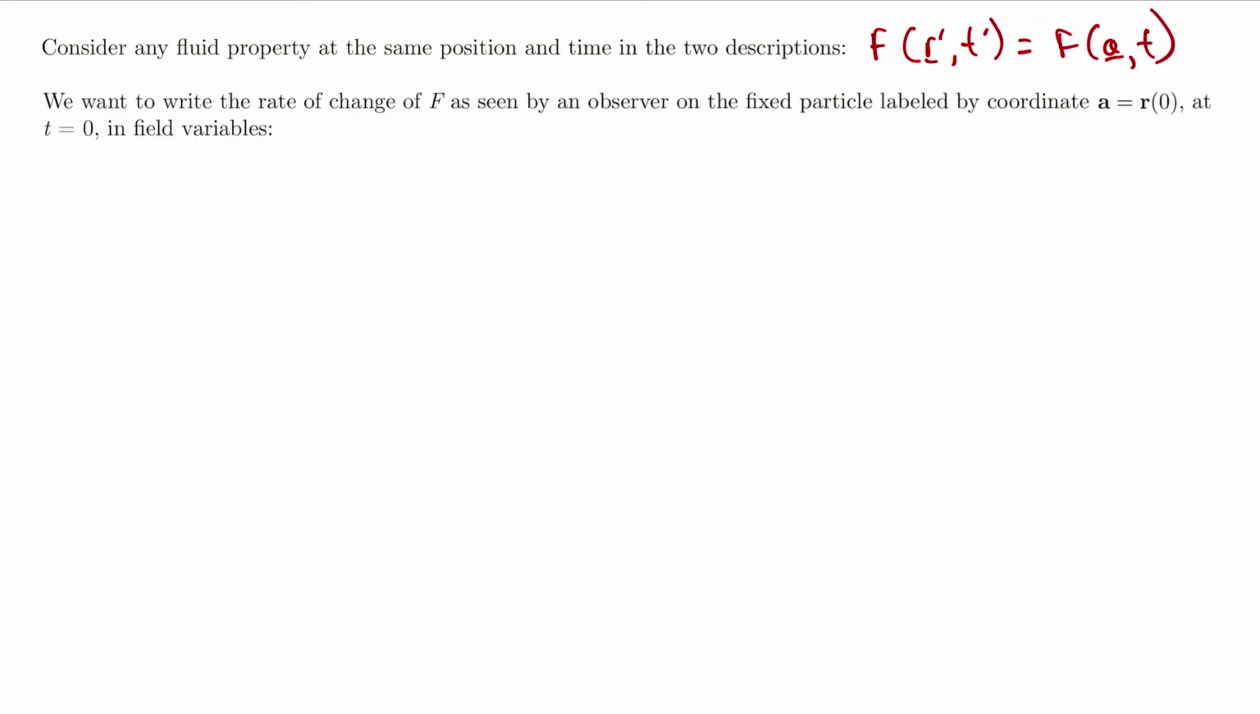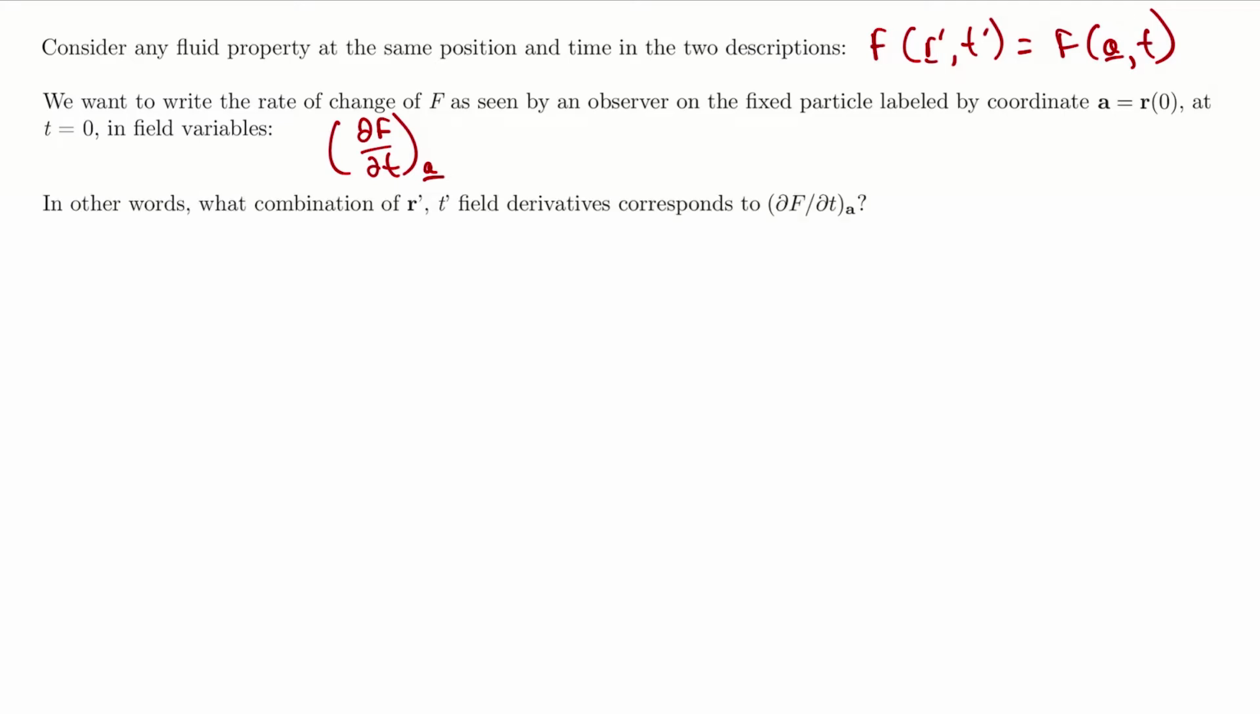But what we want to do is write the rate of change of this fluid property as experienced by the fluid, or as seen by an observer who's traveling with the particle, right? Except we want to do it in field variables. So mathematically what we're saying is we want this, but with respect to the field variables, which as a reminder is Eulerian field variables. Okay, so we're really saying what are the r prime and the t prime derivatives that correspond to this change in the Lagrangian or the particle description.